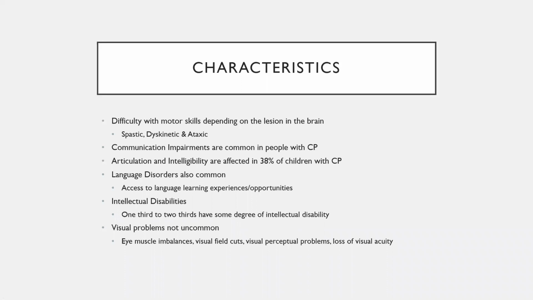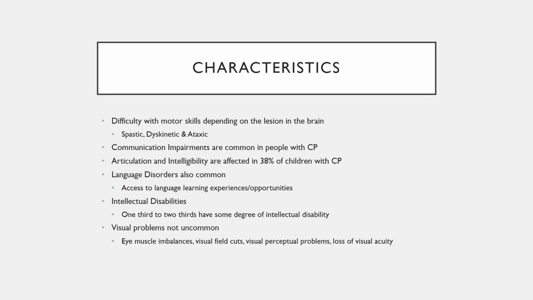So communication impairments are common in people with CP. We see that articulation and intelligibility are affected in 38% of children with CP. And language disorders are also common, and we think that this might have to do with access to language learning experiences and opportunities. So that's really interesting, and we are going to touch on that a little bit later in the presentation about how we continue to provide language-rich experiences and opportunities for children that are using AAC systems or that do have severe disabilities.